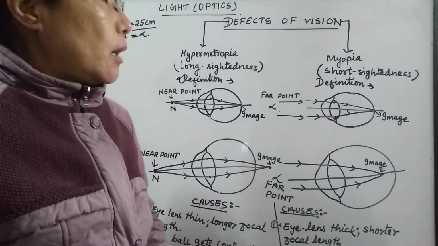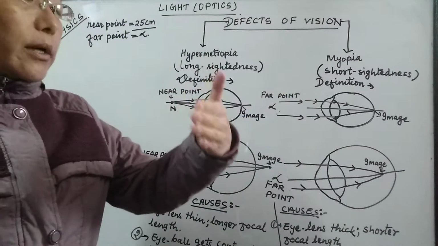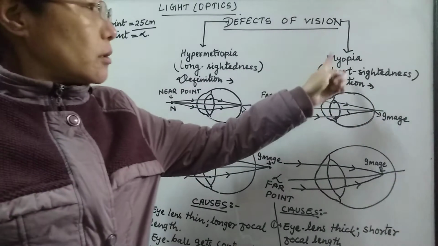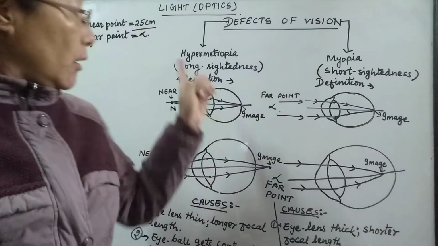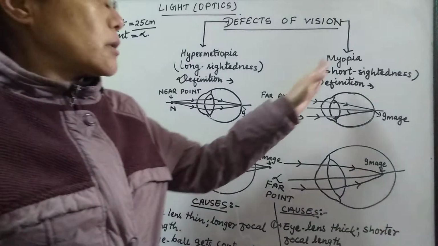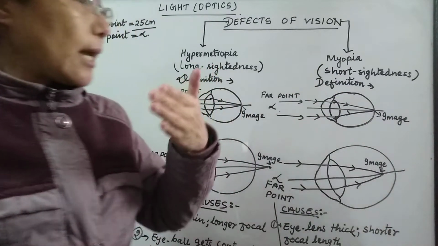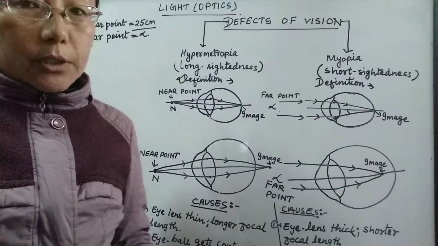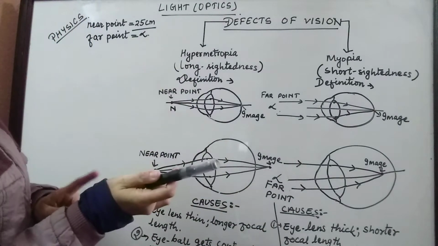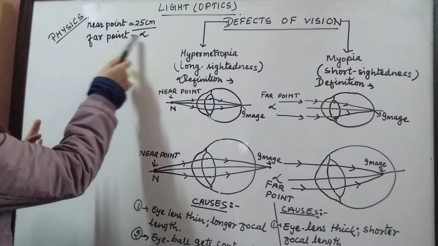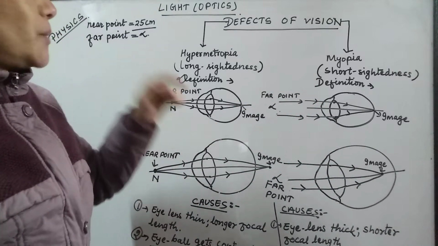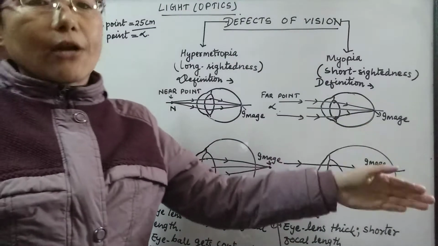Similarly, in myopia, close objects can be seen clearly, but far away objects cannot be seen. Short-sightedness means short can be seen, long-sightedness means long can be seen. Remember it this way. In case of short-sightedness, close objects can be seen, far away objects cannot be seen. That means near point is okay, there is no defect, but there is a defect in far point. So for this person, the objects kept at the infinity distance cannot be seen.